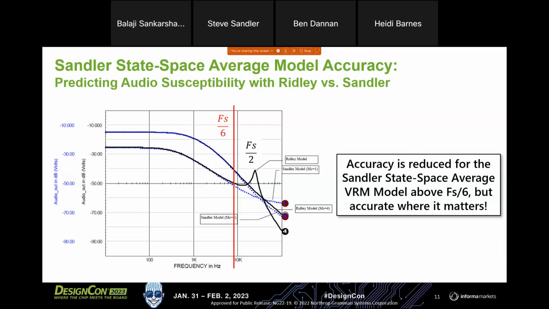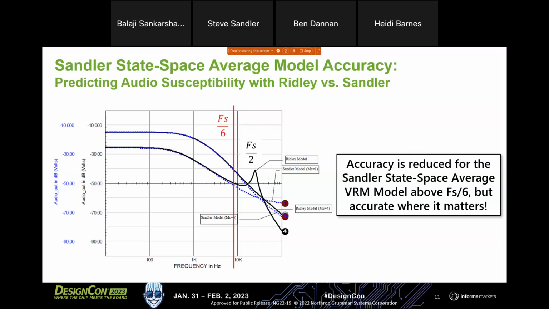You're the inventor of the Sandler state space average model, and I'll let you talk to this slide here of how your model compares with others in the industry. Oh, thanks, Heidi. So, this model isn't new. I wrote this model back in the 1980s. So it's probably almost as old as the average dinosaur at this point.